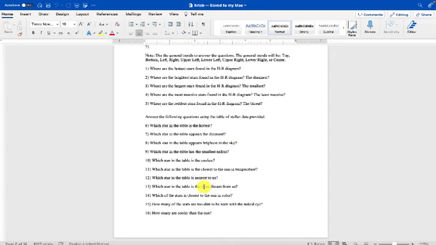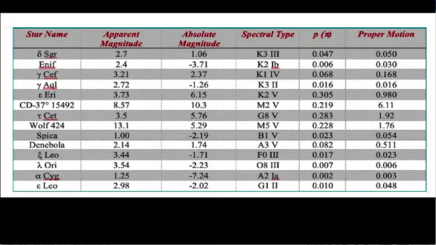Next, we're asked to identify the star that appears the brightest in the table. We again are looking at apparent magnitude, but this time we want to look for a small number. Spica has the smallest magnitude, so it is our brightest star.